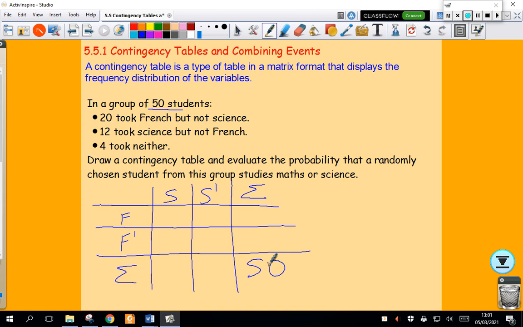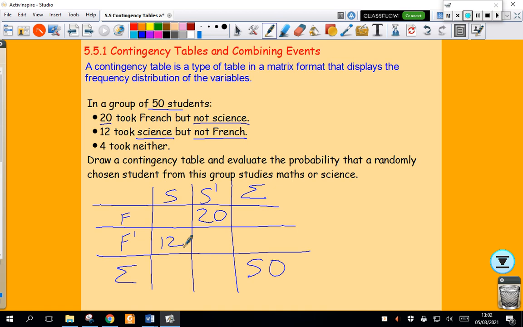20 took French but not science. So these 20 have to be in the row that counts all the French, but they have to be in the column of those who don't take science, which is this column. Those 20 students do take French, but they don't take science. 12 took science but not French, so 12 students have to be in the science column, but in the non-French row. So there's my 12 in there.